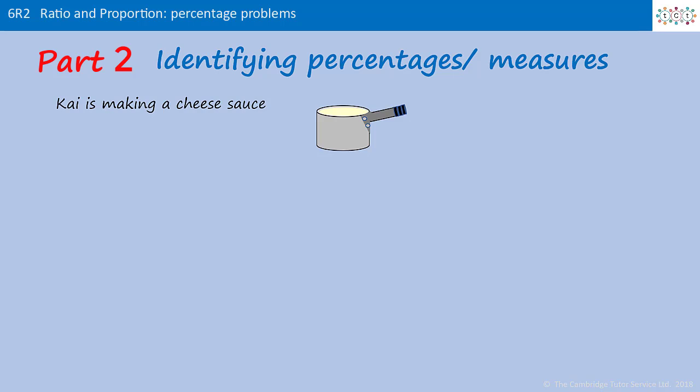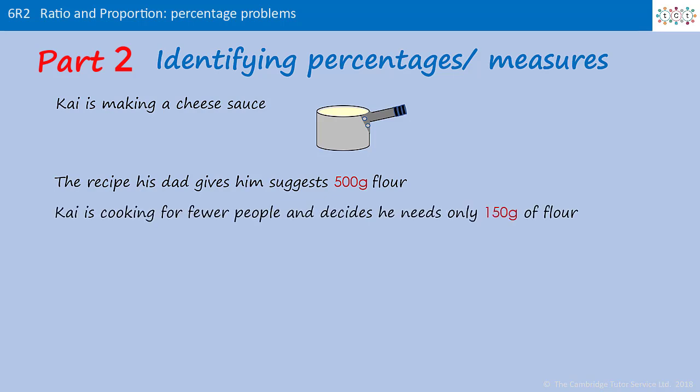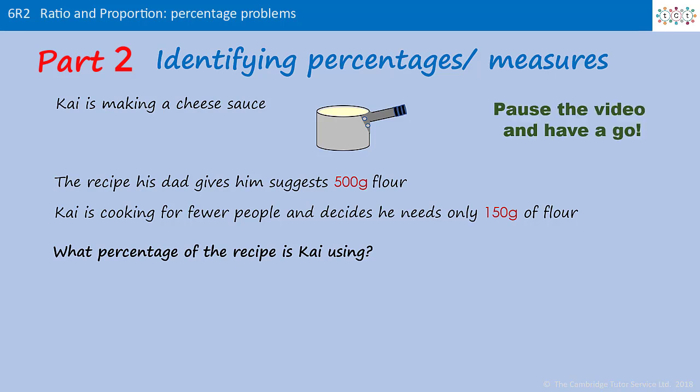You're going to have a go at this one. Kai is making a cheese sauce. The recipe his dad gives him suggests 500 grams of flour. Kai is cooking for fewer people and decides he needs only 150 grams of flour. What percentage of the recipe is Kai using? Pause the video, have a go, press play when you're ready for the solution.